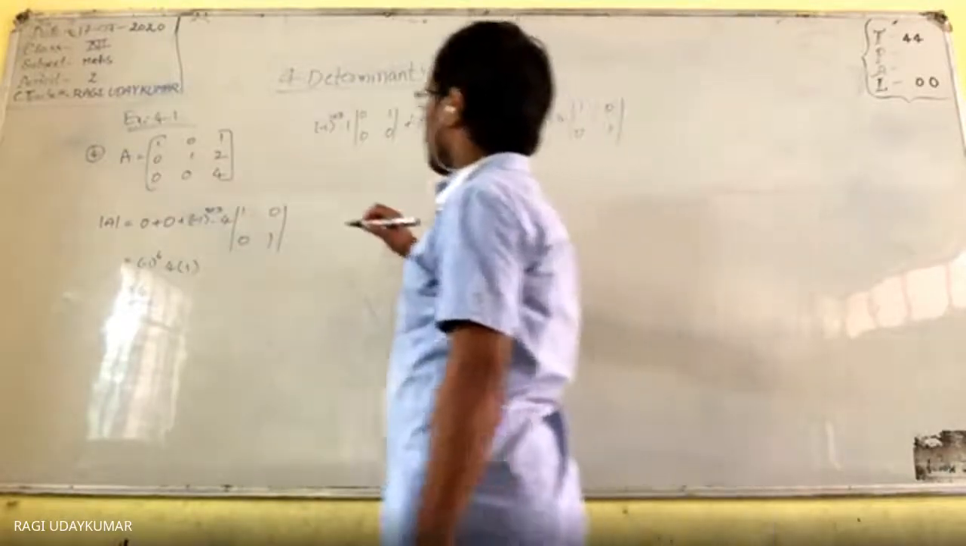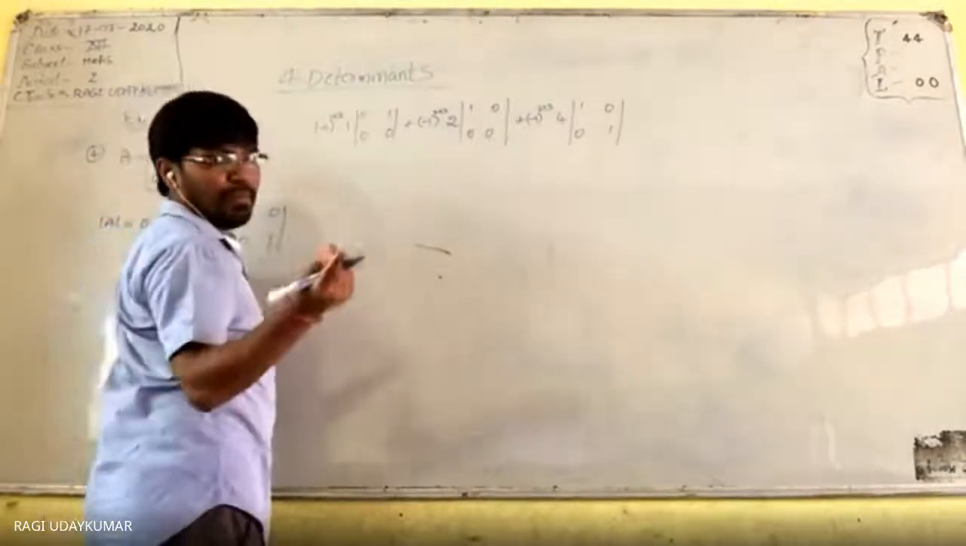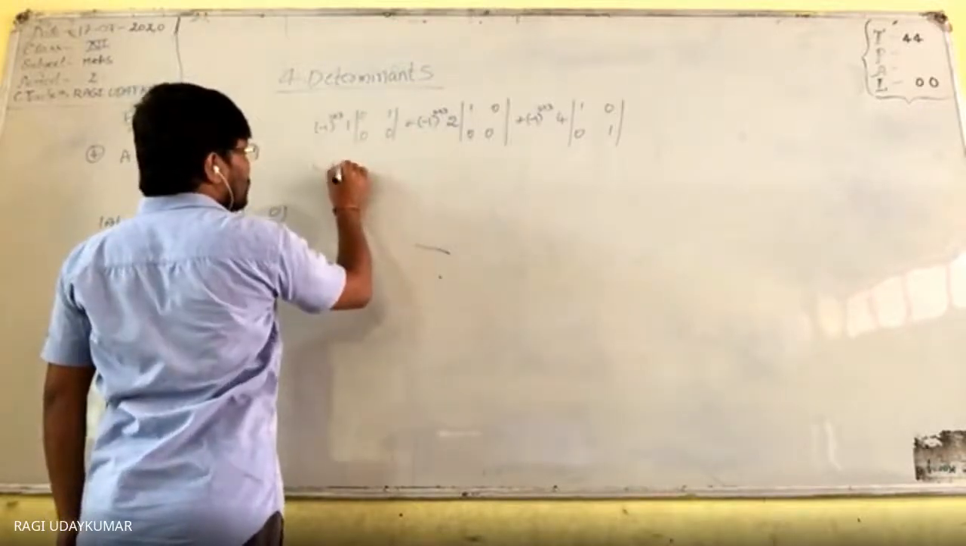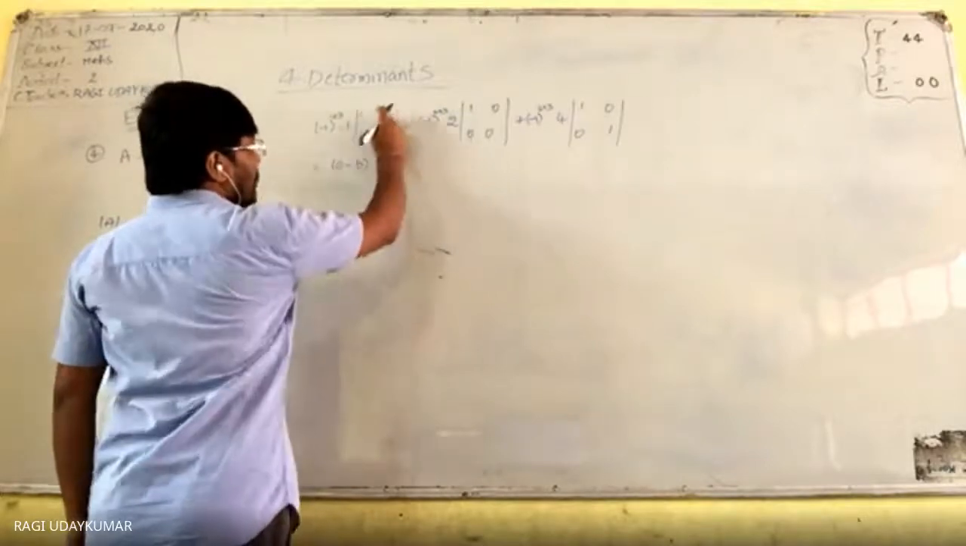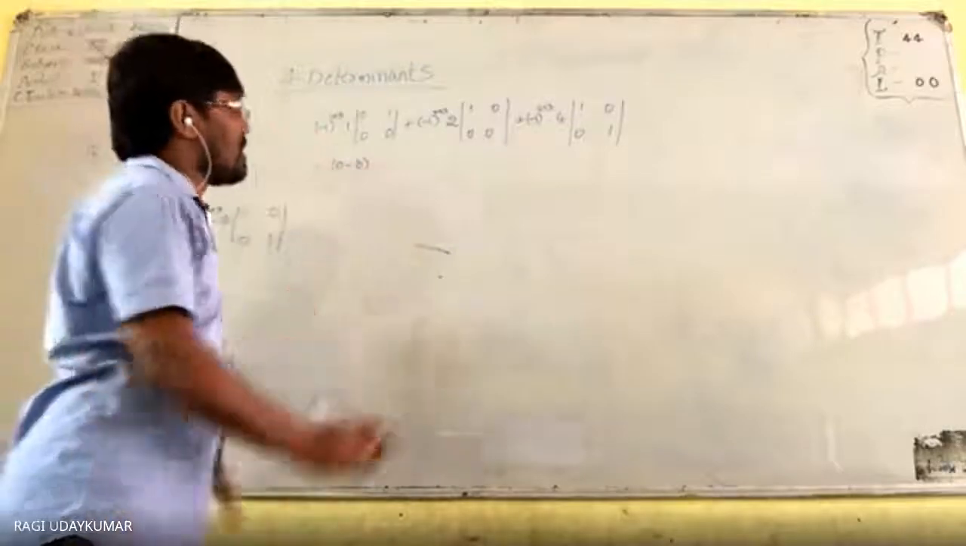Now if you see that, what do you get with this one? Minus 1 to the power of 4, plus what? Into 1 1. But this is 0 minus 1, 0 minus 0. Multiply these two, it is 0. So this completely becomes 0 minus 0, which is 0.